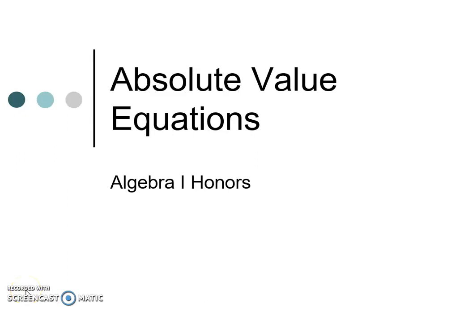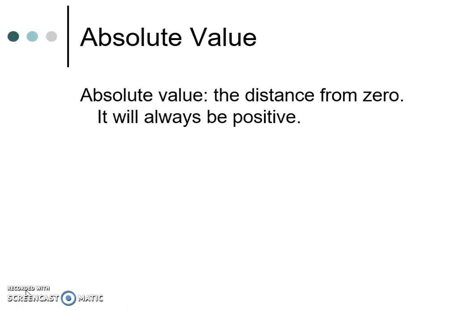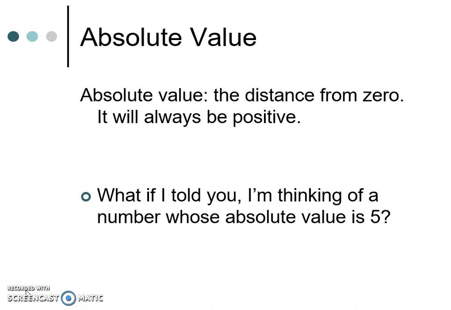Hello everyone, we're going to learn about absolute value equations. Absolute value is the distance from zero. It will always be positive. What if I told you I'm thinking of a number whose absolute value is 5? Those numbers are going to be 5 and negative 5.